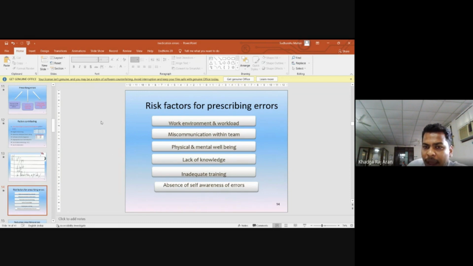So, what are the risk factors for prescribing errors? They include the work environment and workload of the physician and of the pharmacy. Next is miscommunication within the team, like nurses, physician, pharmacist, dentist, which may lead to prescribing errors. Next is physical or mental well-being, lack of knowledge of the pharmacist or physician, inadequate training of the physicians or pharmacists, or absence of self-awareness about errors. These are the factors for prescribing errors.